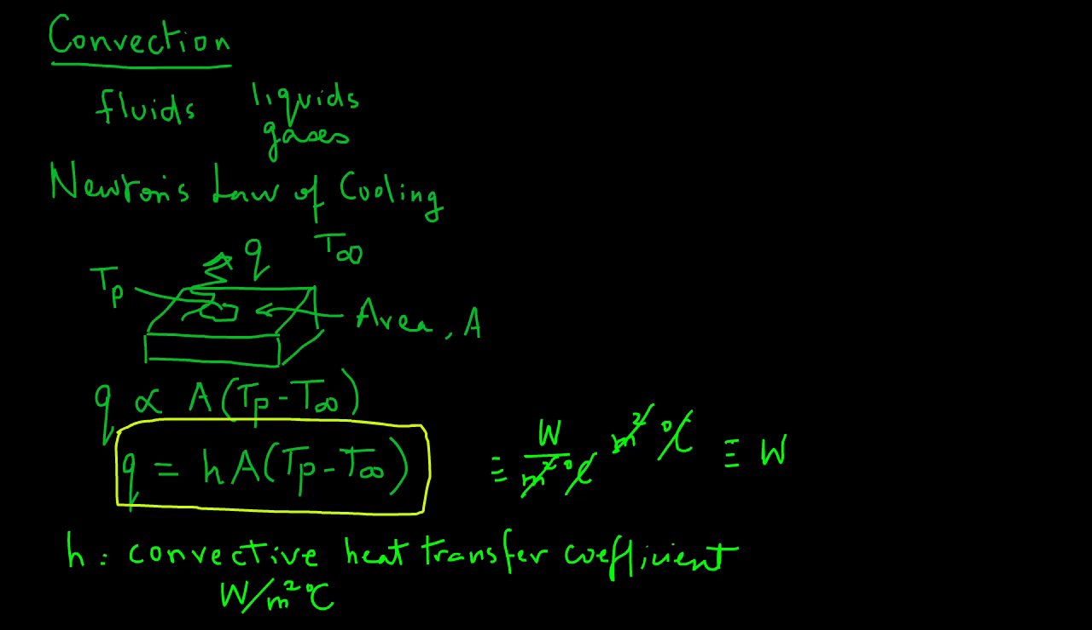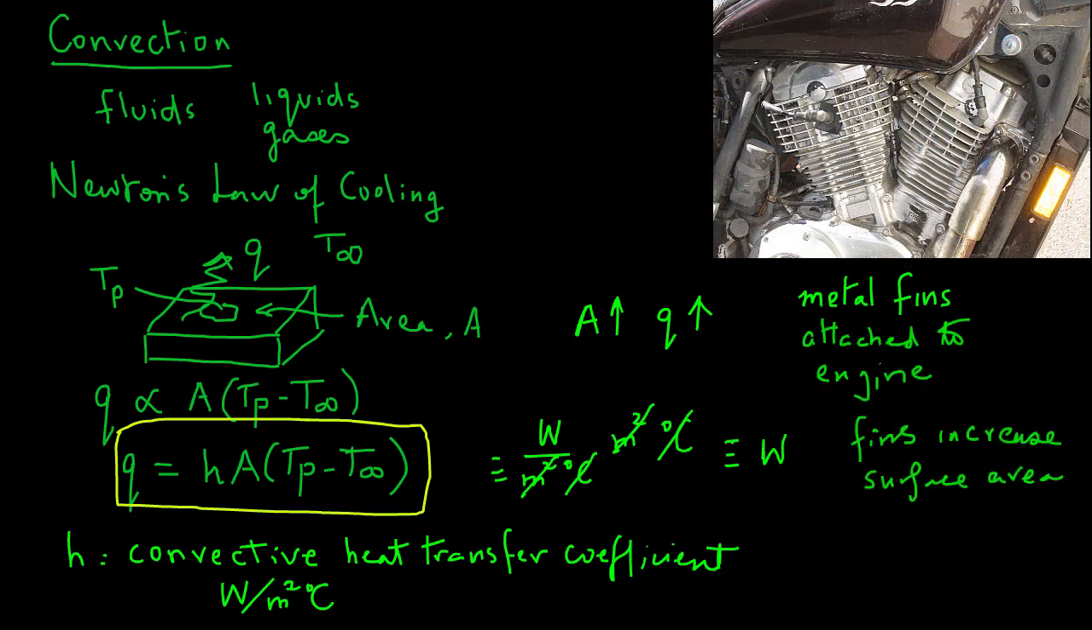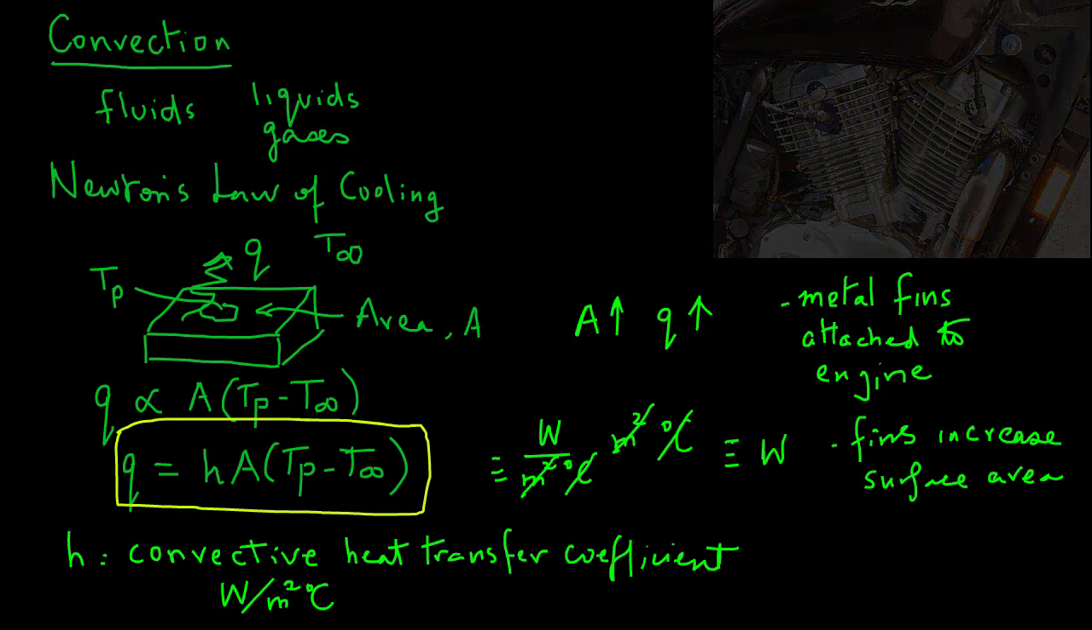So from this equation that describes convective heat transfer, if you increase area, you will increase the rate of heat transfer. Now next time you see a motorbike, look at its engine. Notice that there are small fins attached to the engine. Why? Because those fins increase the area for heat transfer, and it will keep the engine from getting excessively hot when it's driven and air blows past the engine surface.